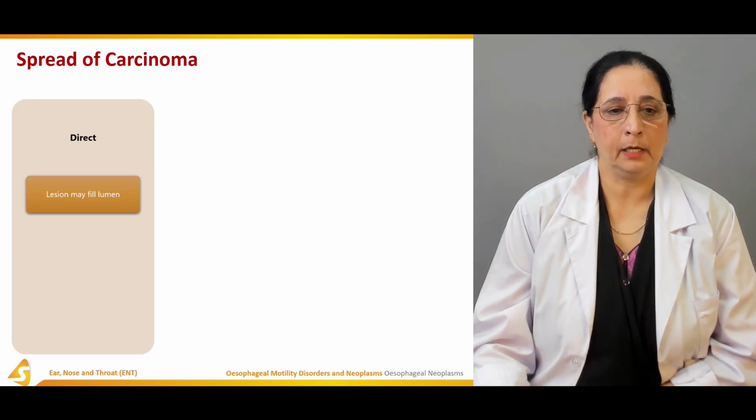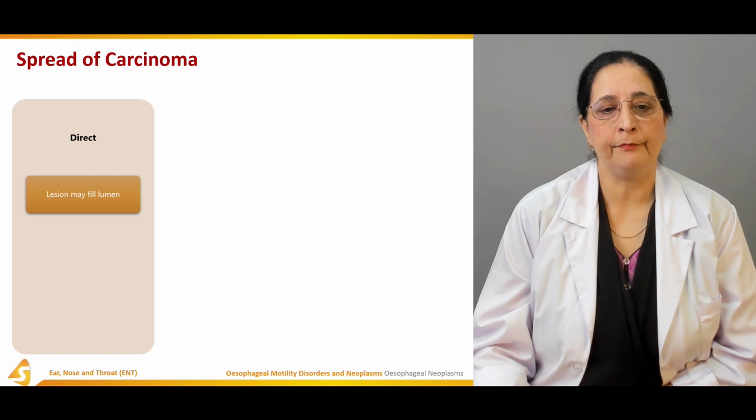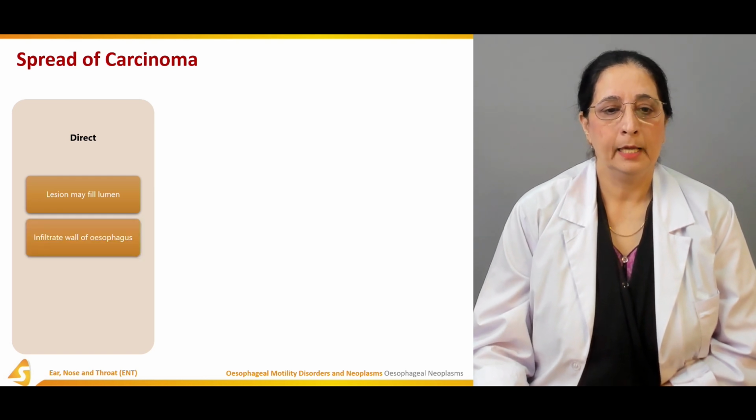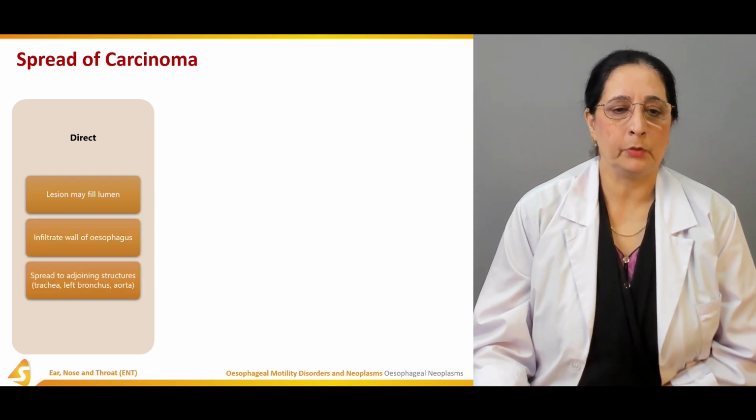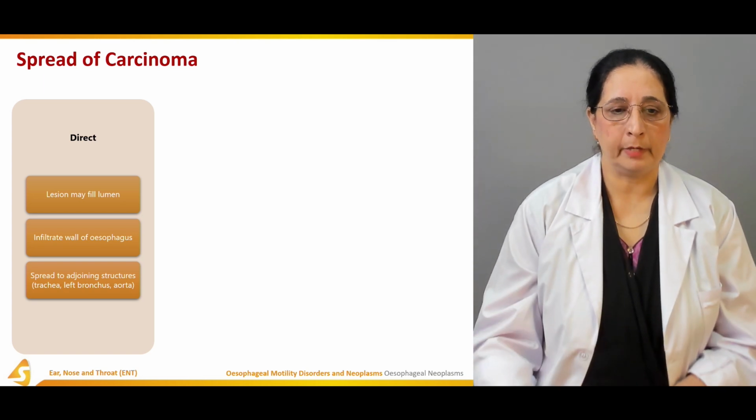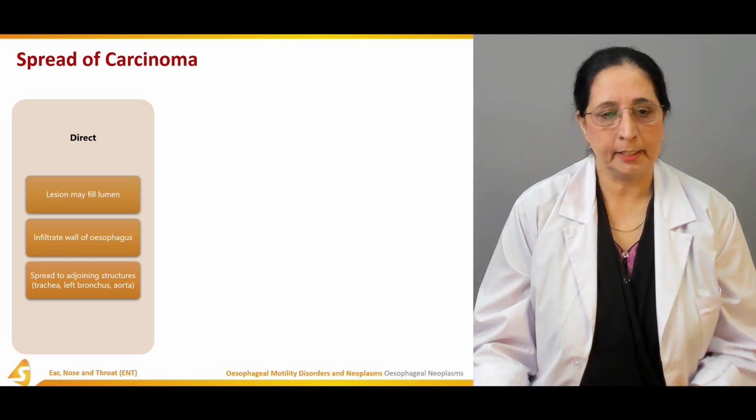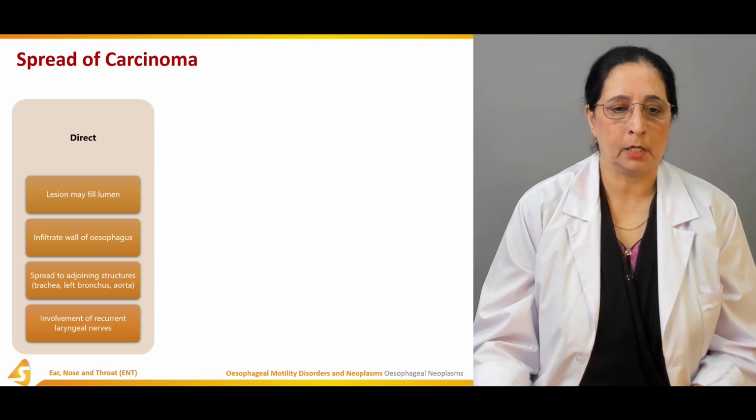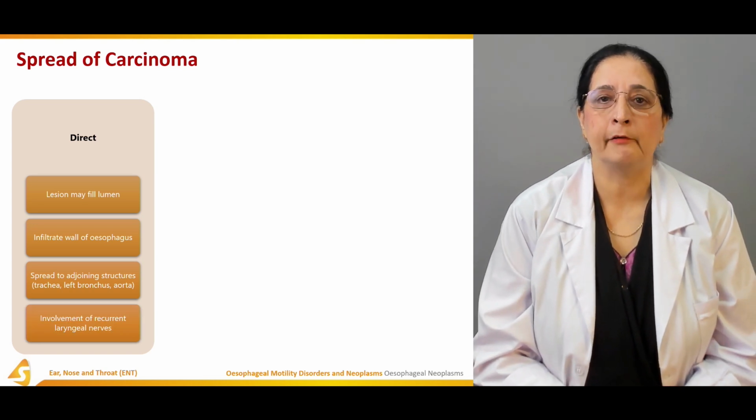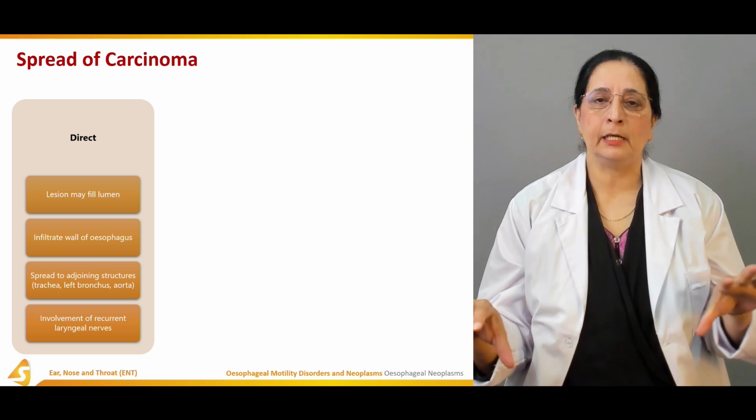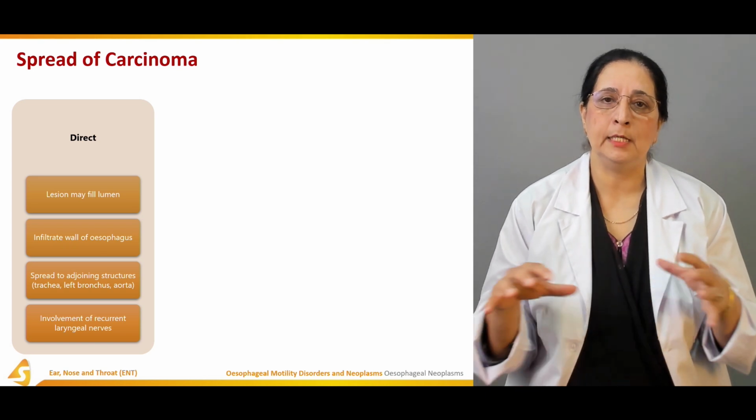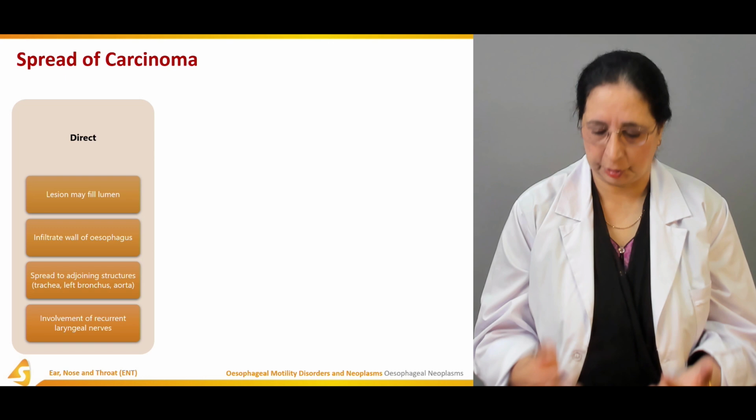Direct spread occurs. Lesions may fill the lumen, infiltrate the wall of the esophagus, and spread to the surrounding areas like the trachea, left bronchus, aorta, with involvement of the recurrent laryngeal nerve. So direct spread can occur to the local surrounding structures.